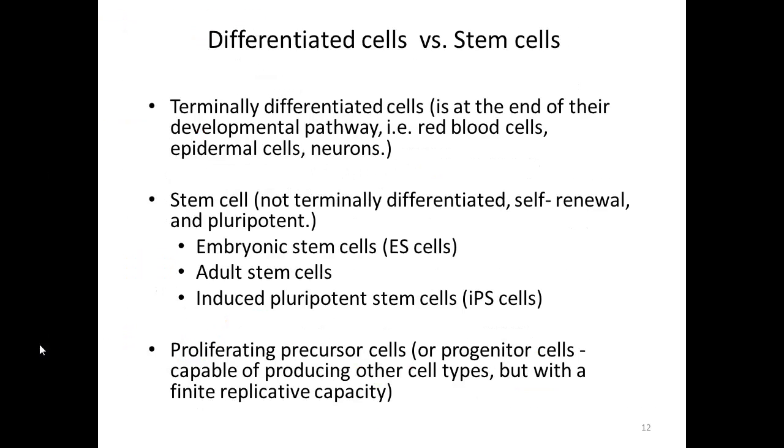One other type of cell to talk about between stem cells and terminally differentiated cells is called progenitor cells. These are cells that have a very limited amount of replicative capacity, maybe 10, 15, 20 cell divisions. They can produce a few types of cells, not a great deal. But they are intermediate stages in that they are not terminally differentiated themselves.